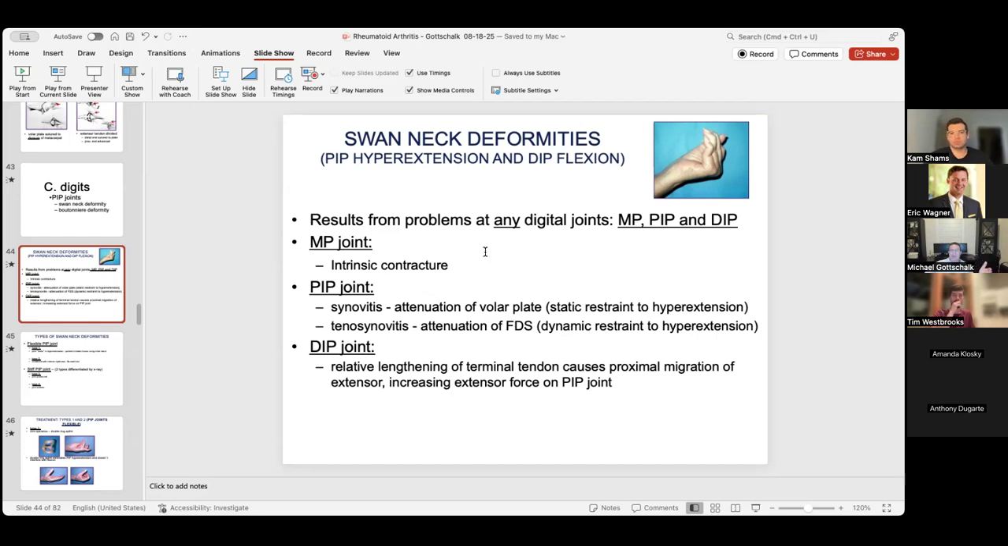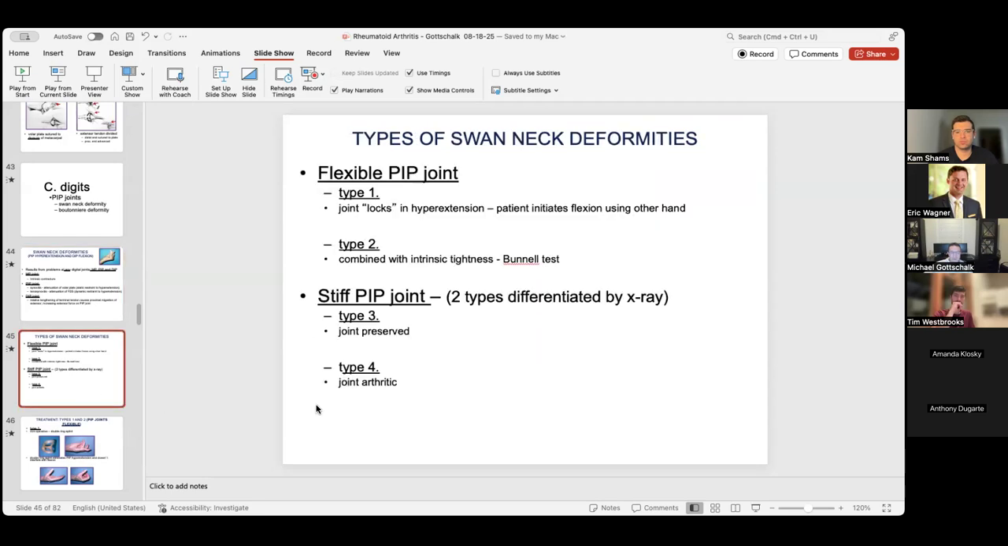If it's at the PIP joint, it can be related to a couple of different issues. One, it can be related to synovitis, which is the attenuation of the volar plate, and that's your static restraint to hyperextension, as you know, or it can be tenosynovitis, which is attenuation of the FDS, which is the dynamic restraint to hyperextension. So it can be either one of those. And then you can also have it at the DIP joint, where you can get an attenuation essentially of the terminal slip.